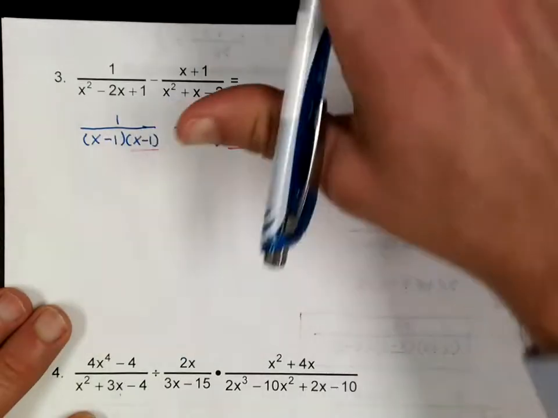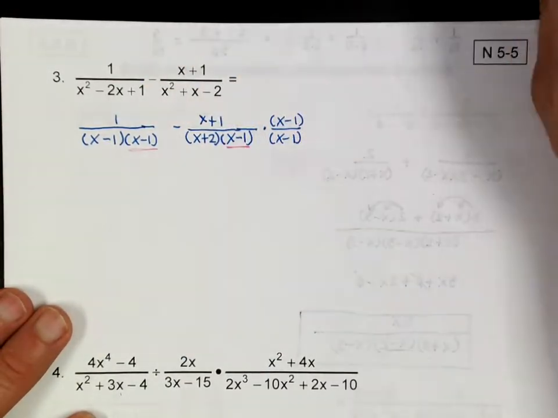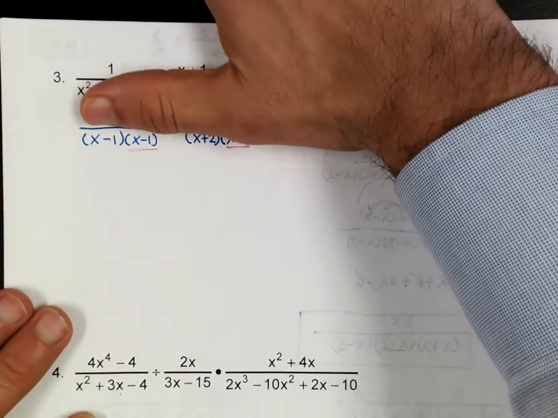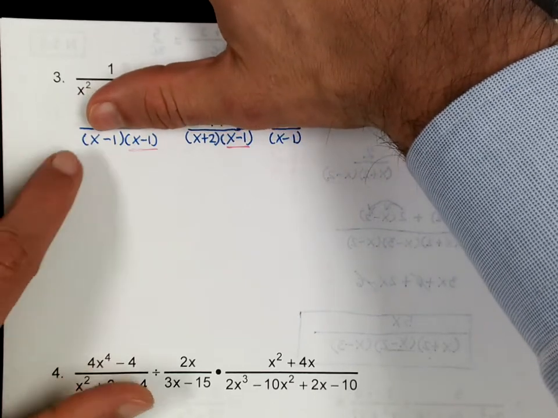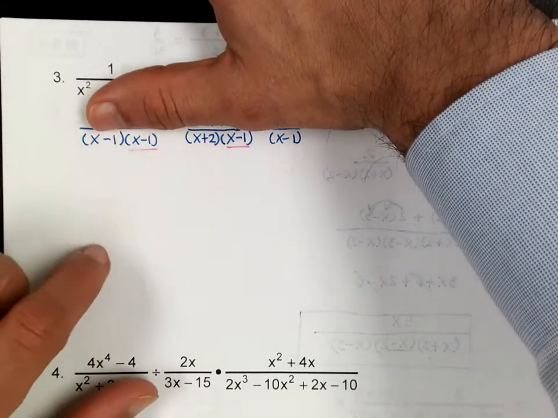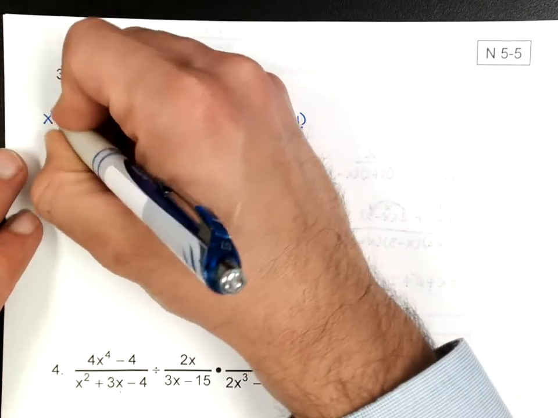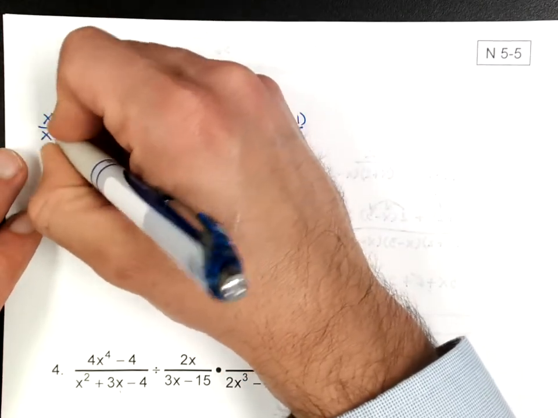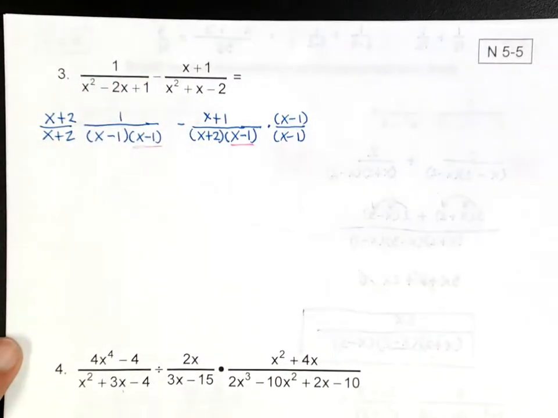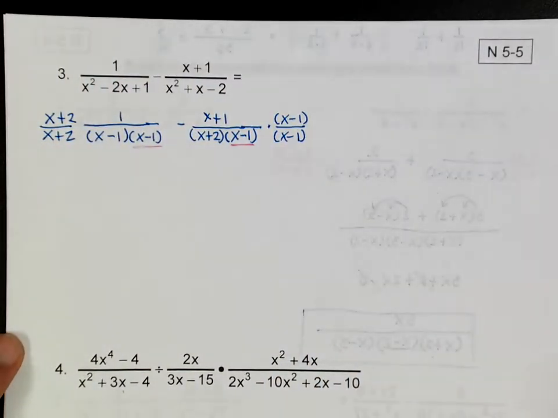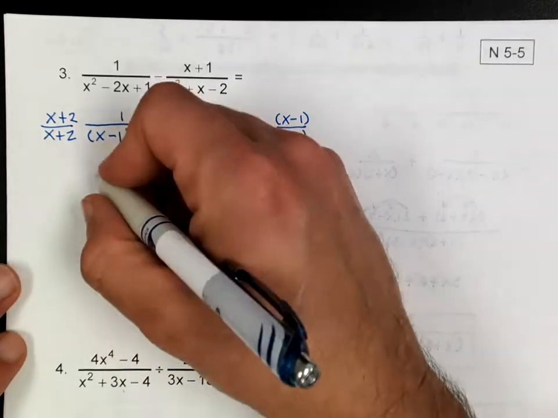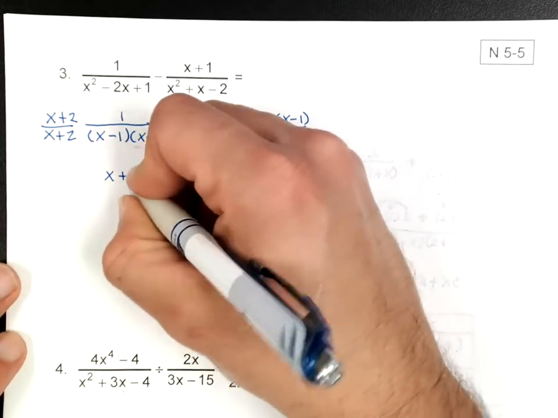Now look at the denominator again. What am I missing here that I have here in the denominator? I'm missing an x plus 2. So I'm going to multiply top and bottom by x plus 2. I've been using a different color, but it looks like I didn't do that this time. That's all right. Now go ahead and distribute.